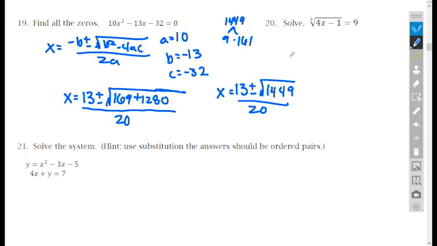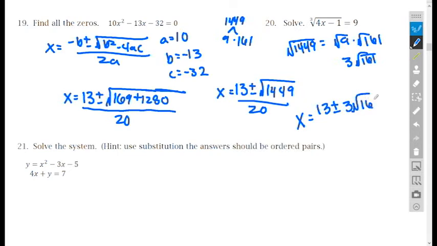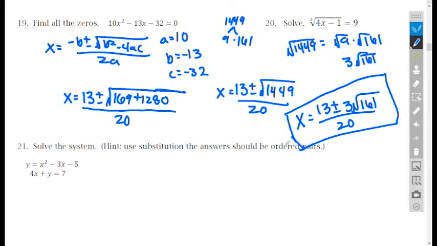So the square root of 1449 can be written as the square root of 9 times the square root of 161. So that's 3 times the square root of 161. So this would simplify to x is equal to 13 plus or minus 3 square root of 161 over 20. And that would be fine. It's not going to simplify any further than that. So those would be the zeros of this function here.